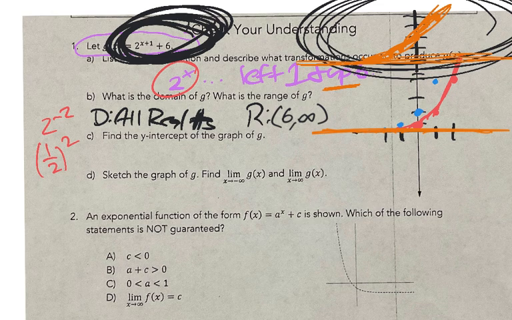The range is from 6 to infinity. What's my y-intercept? Where did it cross the y-axis here? So I could count 1, 2, 3, 4, 5, 6, 7, 8. What's another way you could find the y-intercept? Plug 0 for x.